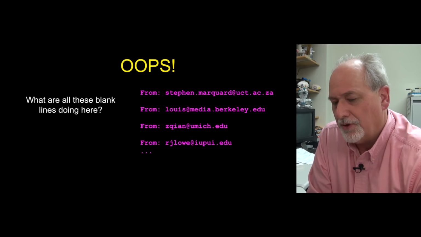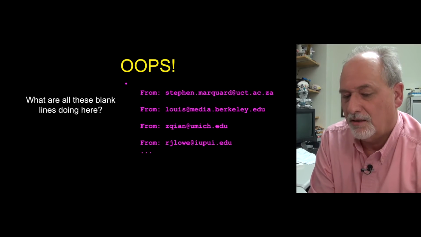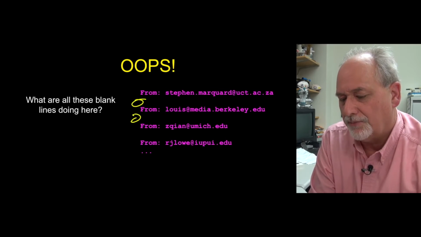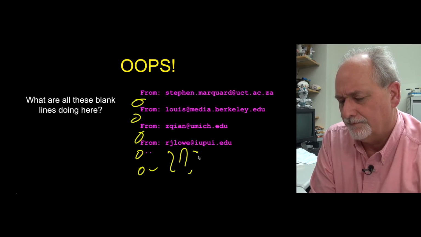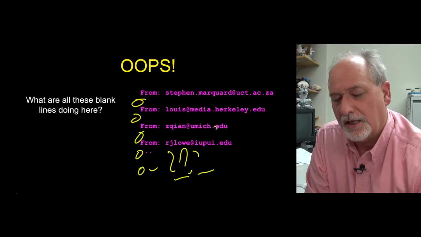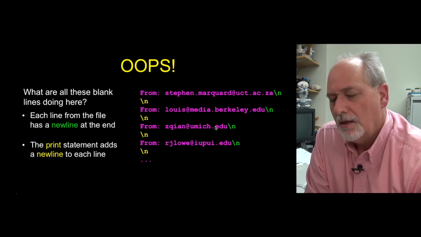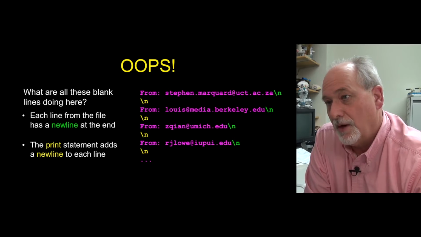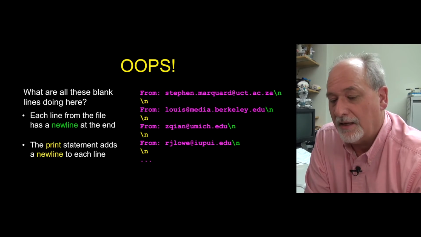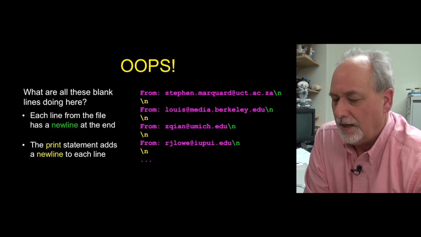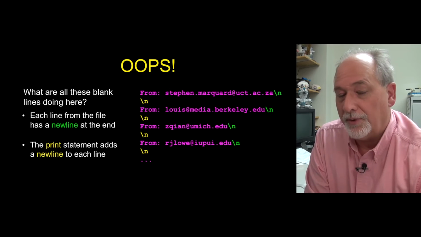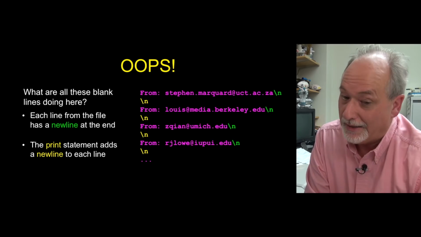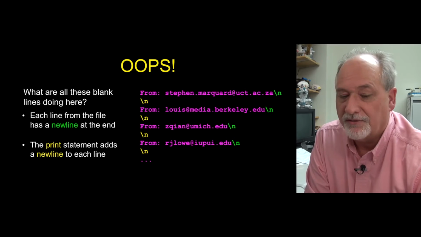Now, when we look at the output of this, it's kind of weird. We see these little blank lines that show up. What's going on here? Let's take a quick look. The problem is new lines. I mentioned that the file has new lines in it, and when you do the for loop, it doesn't throw the new lines away. As you might expect, it would be nice if it did, but it doesn't.